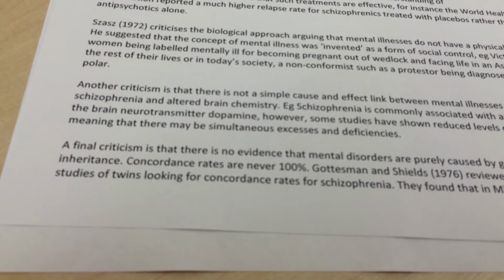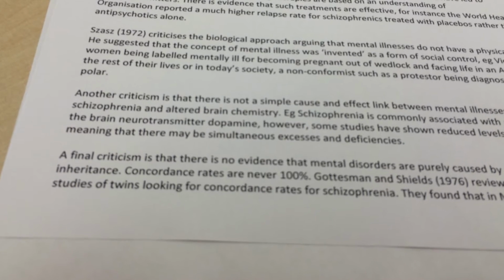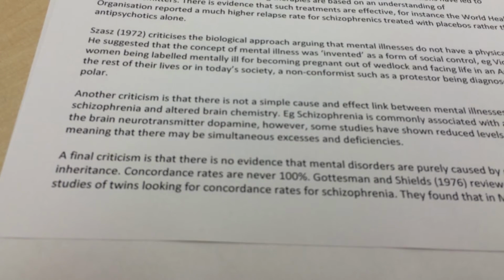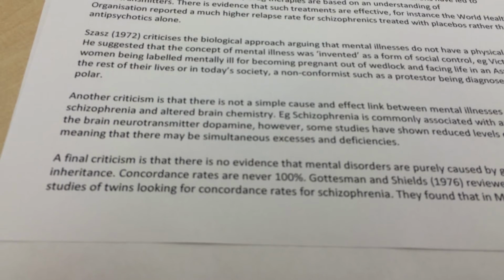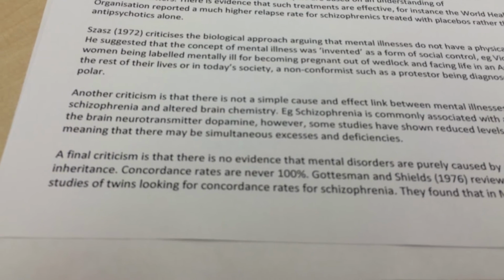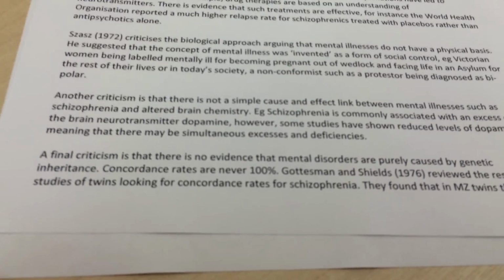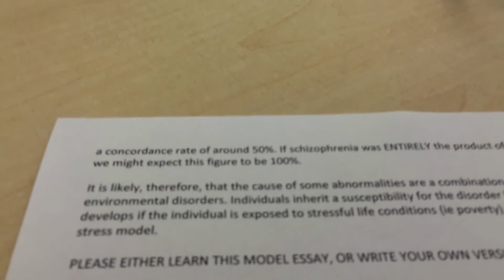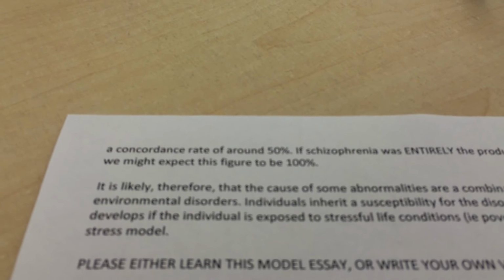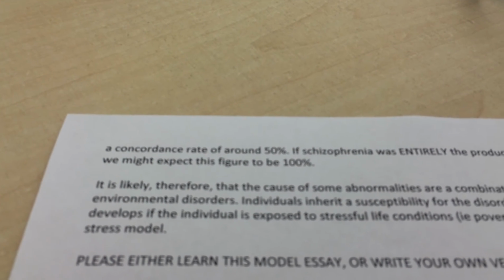A final criticism is that there is no evidence that mental disorders are purely caused by genetic inheritance. Concordance rates are never 100%. Gottesman and Shields, 1976, reviewed the results of 5 studies of twins looking for concordance rates for schizophrenia. They found that in MZ twins, there was a concordance rate of around 50%. If schizophrenia was entirely the product of genetic inheritance, we might expect this figure to be 100%.